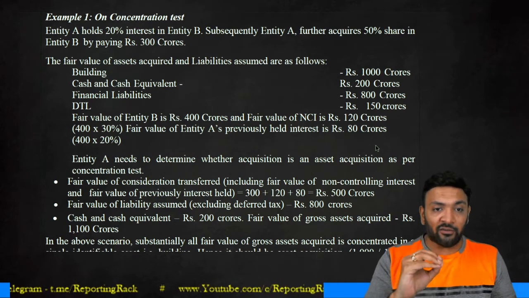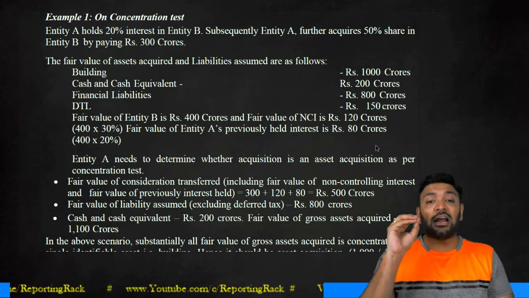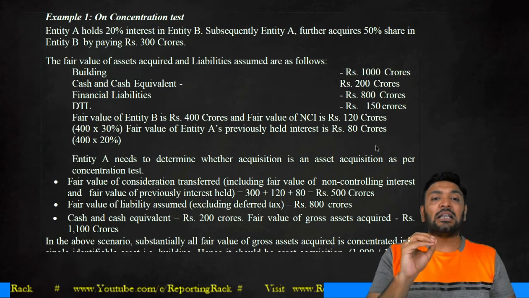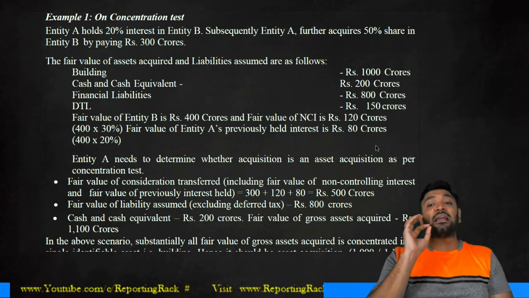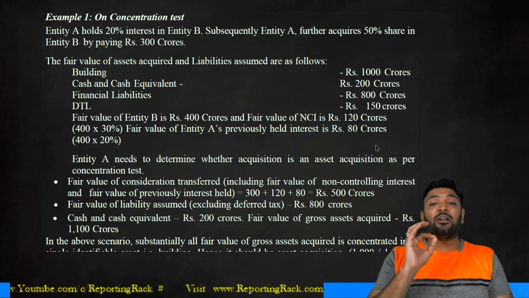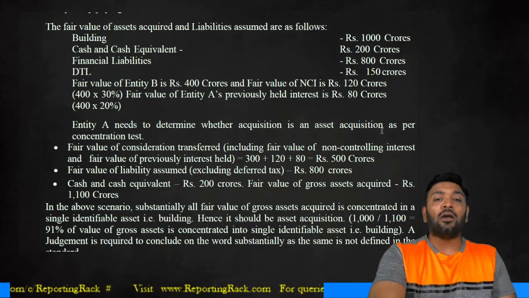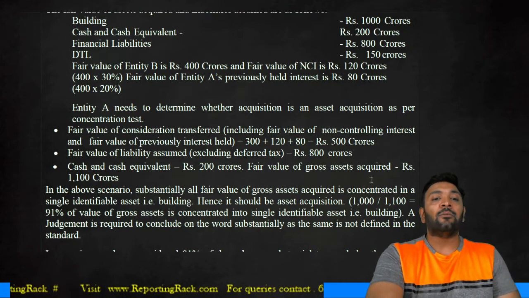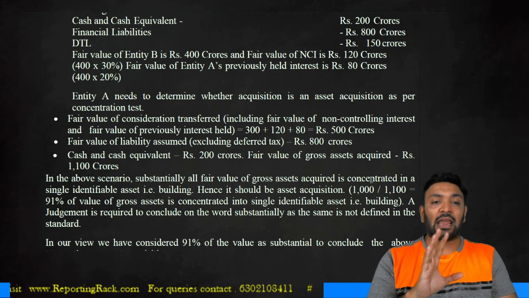This should be compared with the fair value of identified asset. Fair value of identified asset in this situation, if you look at the assets, the only identifiable asset is a building which has a fair value of 1000 crores. So part A total is 1100, part B total is 1000. Therefore, your consideration is a substantial part or concentrated in the fair value of the building, which is 91%. Therefore, as a matter of judgment, it cannot be considered as a business combination. It is only an asset being acquired.